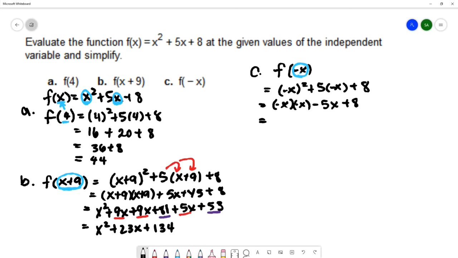Negative x times negative x, negative times a negative will be a positive, and x times x will be written as x squared. So f of negative x is x squared minus 5x plus 8.